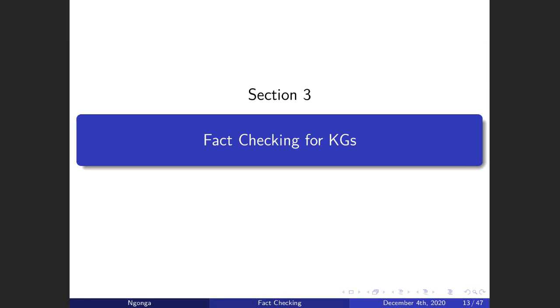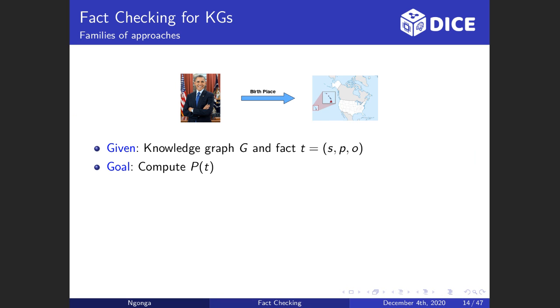Okay, so we've introduced some of the key terms. Now, how do we do fact checking for knowledge graphs? And how do we build upon what's already there for textual sources to do that? That's fundamentally what we're going to be interested in the next slides.